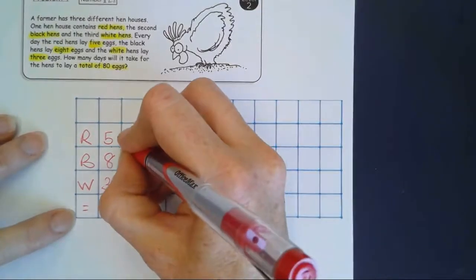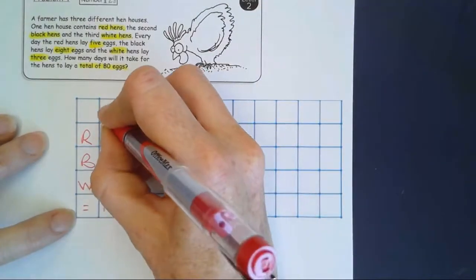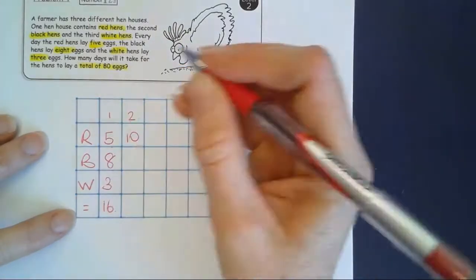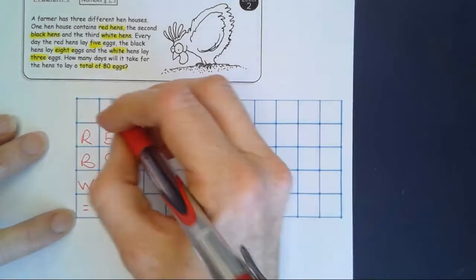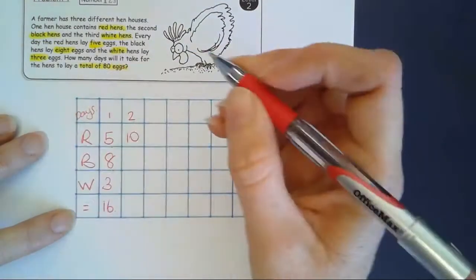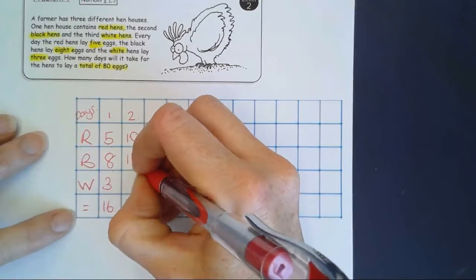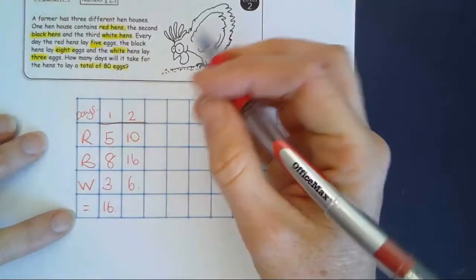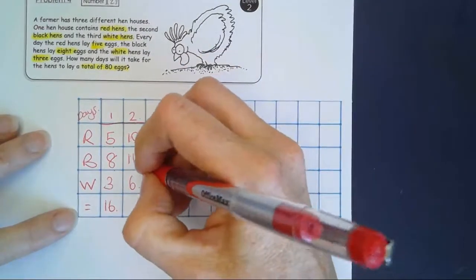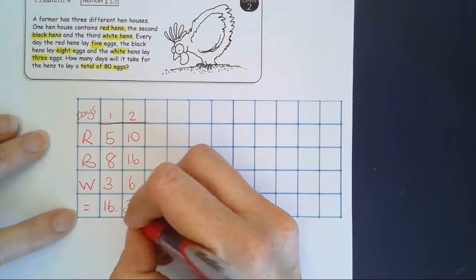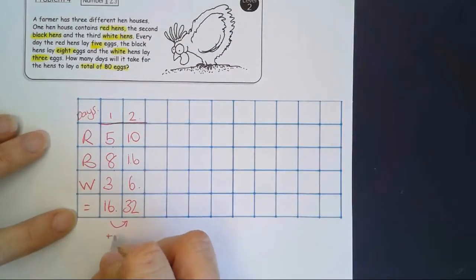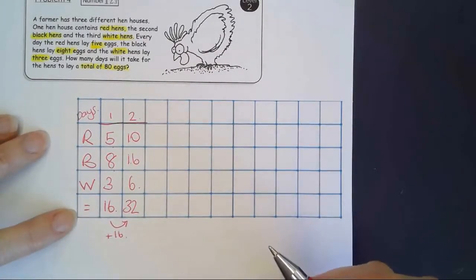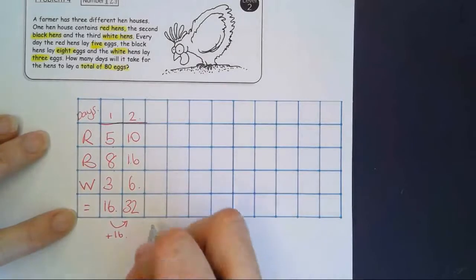Let's do another, so this is day 1. That's day 2, so that's days. Okay, 5 and another 5 is 10, 8 and another 8 is 16, and then another 3 is 6. So we've got 10 and 16 is 26, and 6 is 32. So each time it's going up by, do we need to fill out this anymore? No. What are we able to just do now? 16 onto each one. Awesome, let's do that.